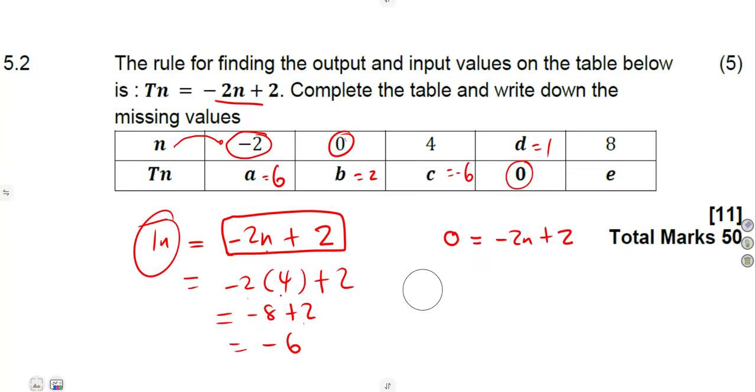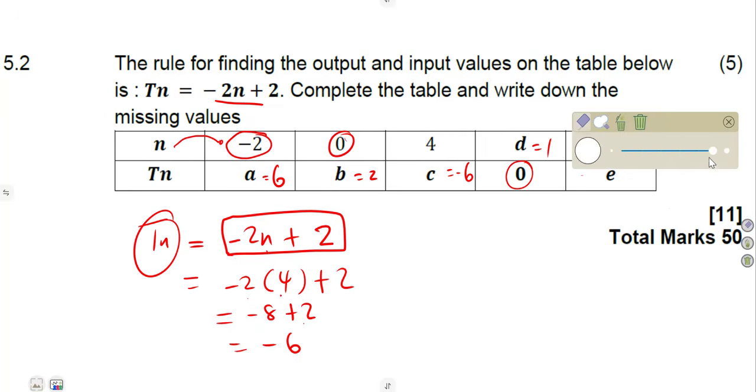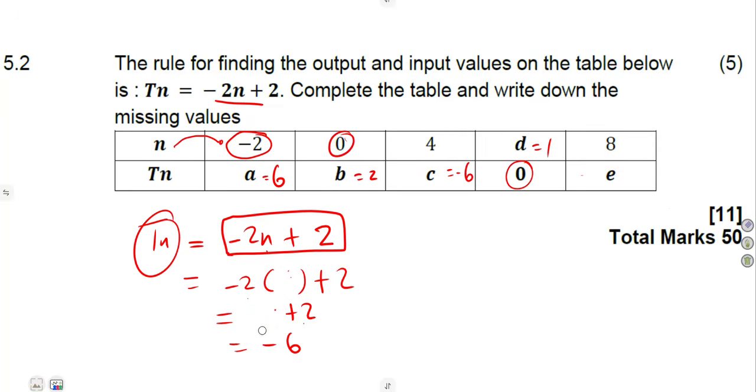Tn, sorry, it is actually different here. It was just for D. The other one, we are back here where we are given n is equal to 8. So when n is equal to 8, you go back to our Tn here. You substitute your n, which is 8. So that's minus 2 times 8, minus 16, plus 2, which is going to give us minus 14. So this is minus 14. So these are the values. A is 6, B is 2, C is minus 6, D is 1, E is minus 14.